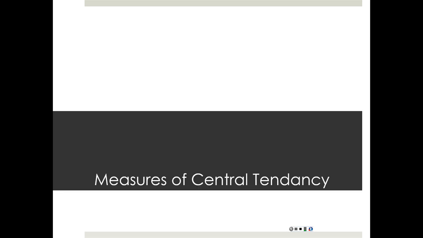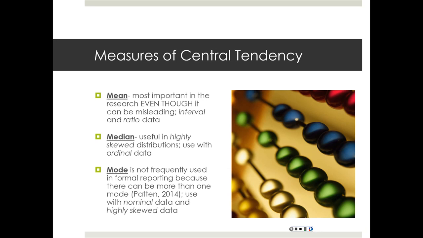Measures of central tendency. Measures of central tendency is a term that is used to describe mean, median, and mode. Of the 3 terms, the mean is the most important in research, even though it can be misleading at times. The mean is found with interval and ratio data. As you are likely familiar, the mean is the average of the scores or data set. The median is defined as the middle score. As a refresher, if you would line up the scores in order from low to high and then count to the middle number, that would be the median.